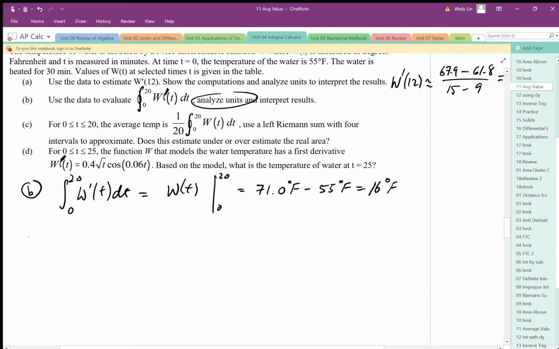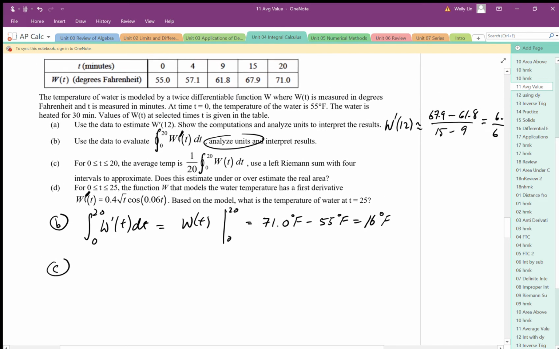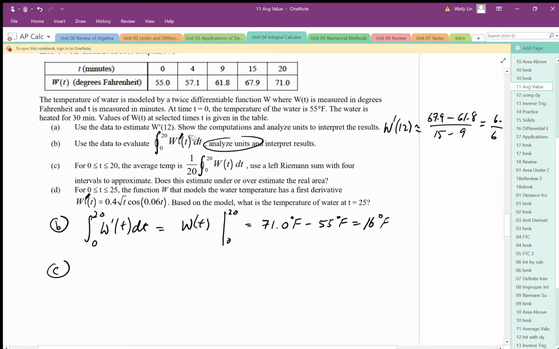Okay, so part C is the average value. We're going to use the average value of not the W prime, but the W function. So we're going to take the area under this curve and then divide it by 20, because the interval width is 20. So it looks like this: 1 over 20, the area underneath the curve of W using a left-hand Riemann sum.